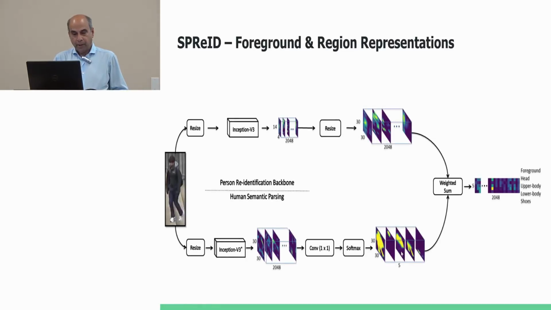Then we take this and multiply these semantic segmentation with these features. We get these features because we have different body parts, the background, upper body, head, and so on. So we will get features corresponding to these, and then we will have one for foreground and then the other body parts.